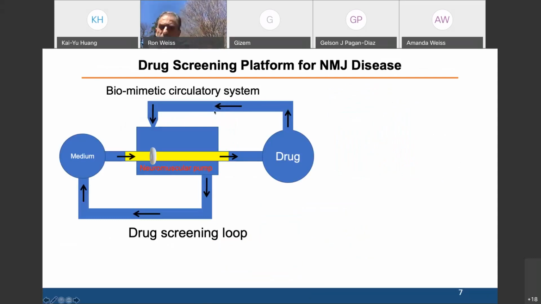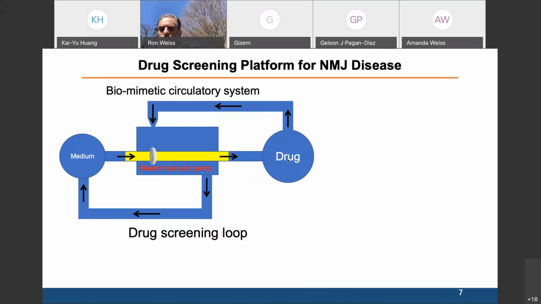As you can see here, the medium can be pumped by the neuromuscular pumps, and then you will enhance the drug release into the reservoir so that the drugs can interact with the neurons and muscles, and then we can collect this flow back into the loop again.